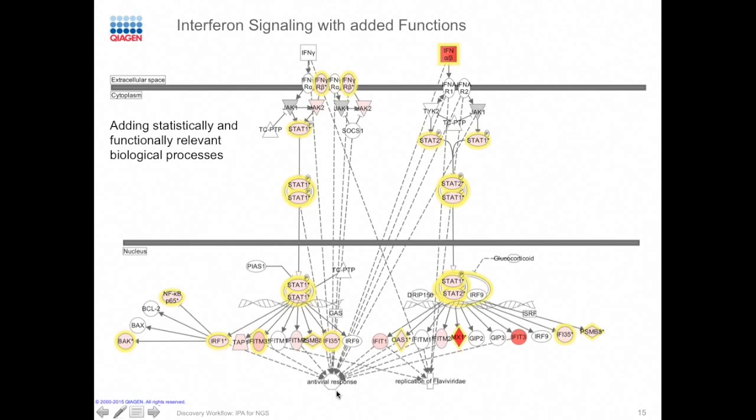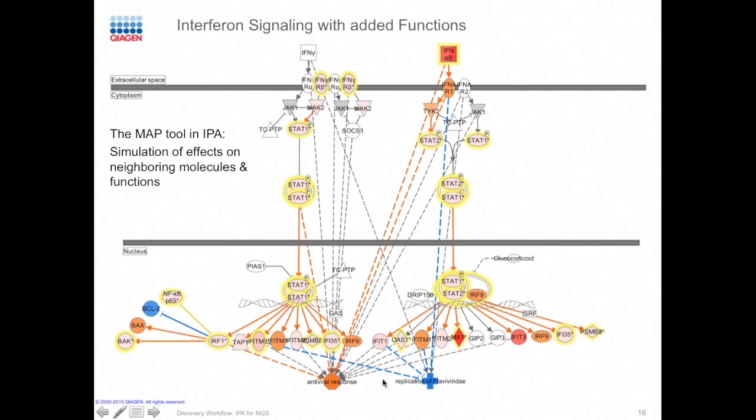What's cool about that is you can then simulate what the effect of the changes in the expression of these genes would be on those functions. It's called the molecule activity predictor, and again with the orange and the blue, it predicts that there's an increased antiviral response and decreased replication. So the cells are fighting the infection using these molecules. They're activating these molecules in the interferon pathway that have this antiviral response essentially.